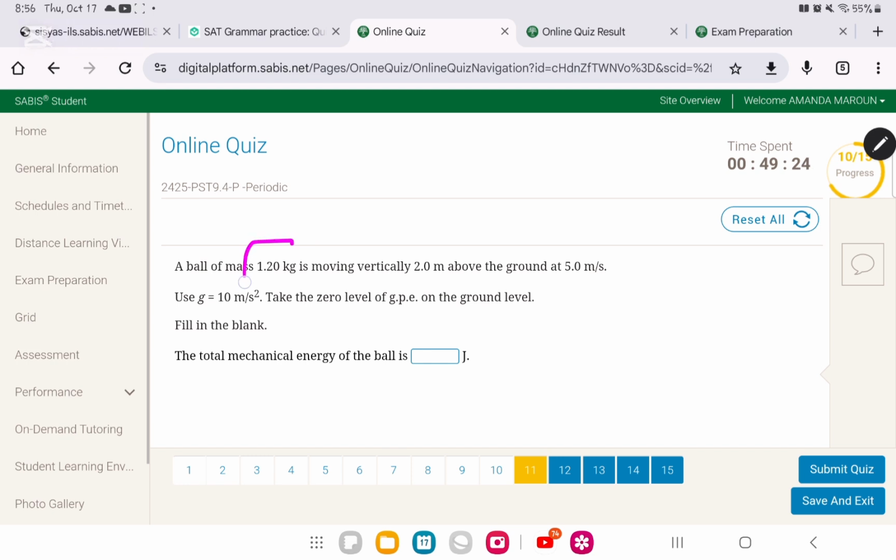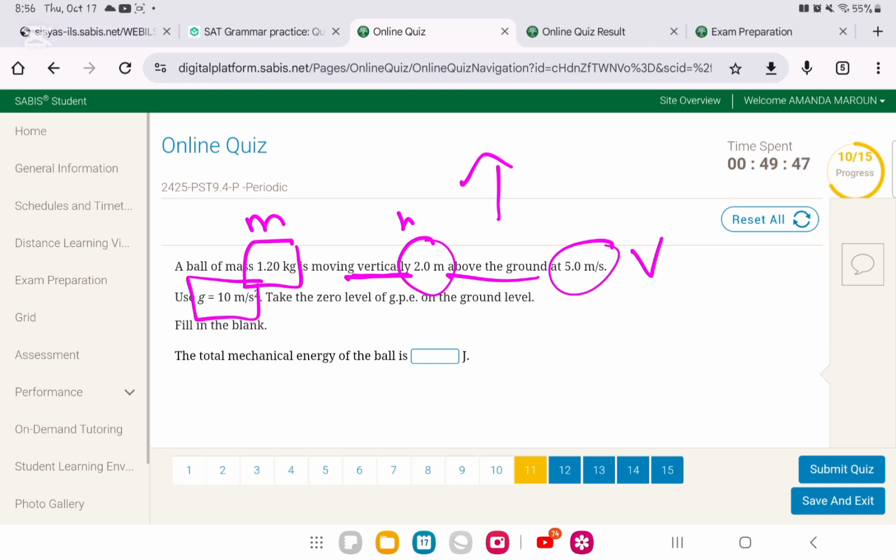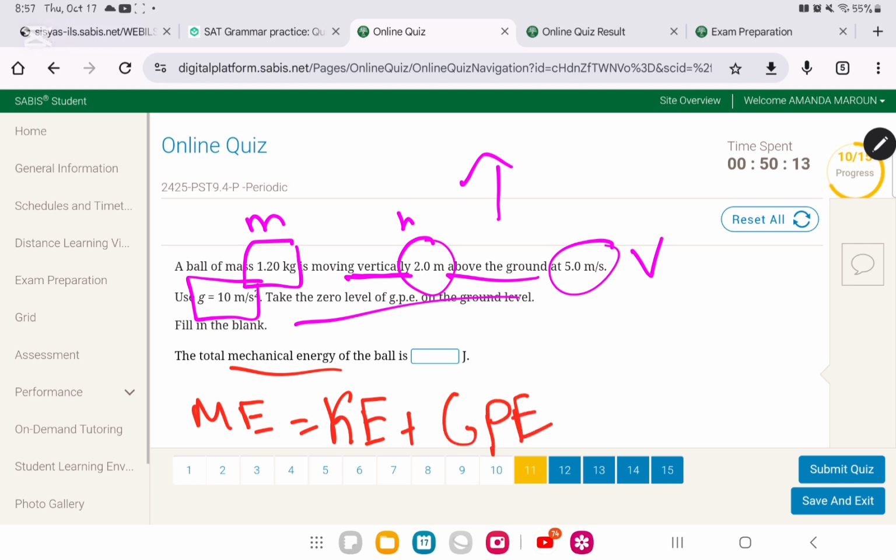A ball of mass 1.2 kg is moving vertically above the ground, so it's moving upwards, 2 meters. This is the height. At 5 meters per second, so this is the speed or the velocity. They told us use g is 10 meters per second squared. They told us take the zero level of the GPE at ground level. What we are gonna do is very simply, they need the total mechanical energy, right? But the mechanical energy here, sorry if I speak Arabic sometimes, sorry. Mechanical energy is equal to kinetic energy plus gravitational potential energy. Okay?